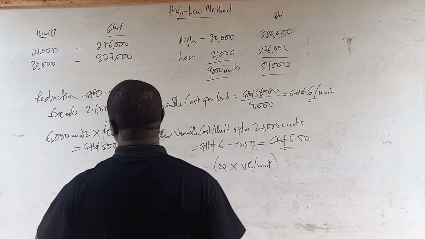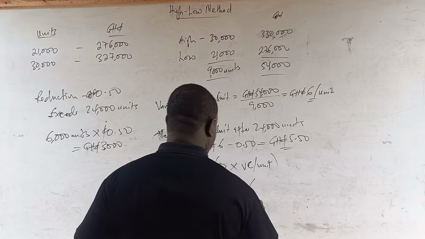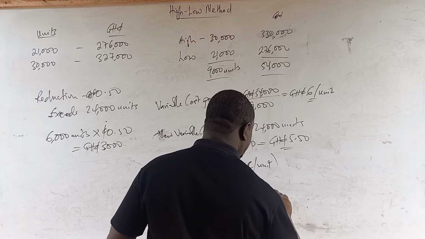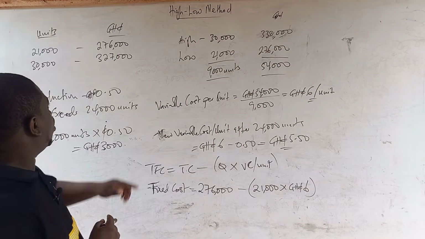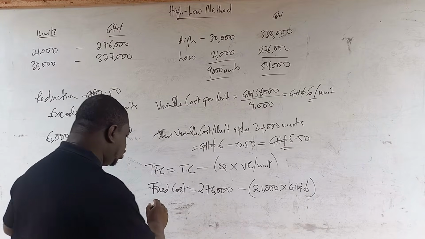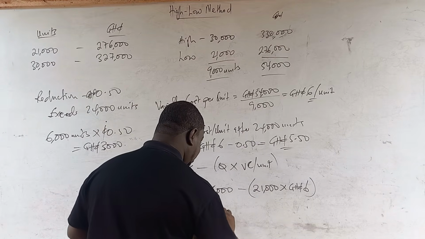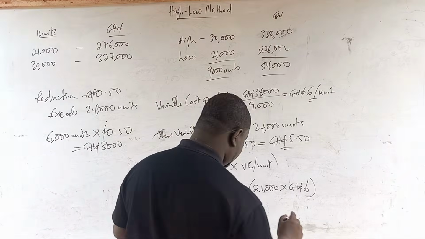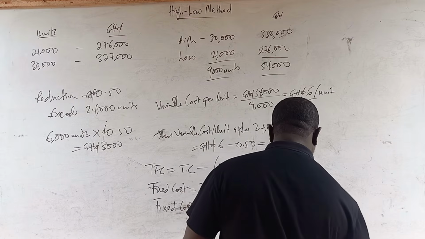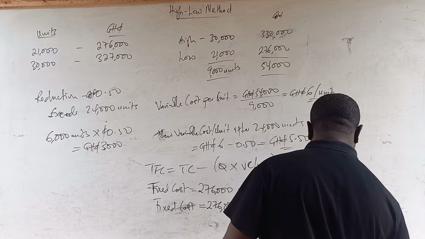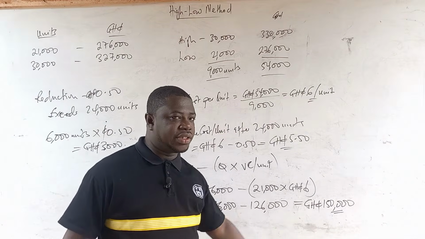will be equal to, now we are using the lowest activity level. So cost is 276,000 minus the quantity of 21,000 times the variable cost per unit of 6 cedis. Remember that we are using the 6 cedis because of the lower activity level. Now, we need to find our fixed cost. Therefore, our fixed cost will be 276,000 minus 126,000. And that's going to give us a total fixed cost of 150,000 Ghana cedis. So, ladies and gentlemen, our total fixed cost is 150,000 Ghana cedis.